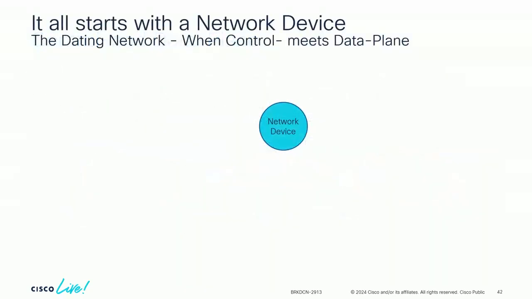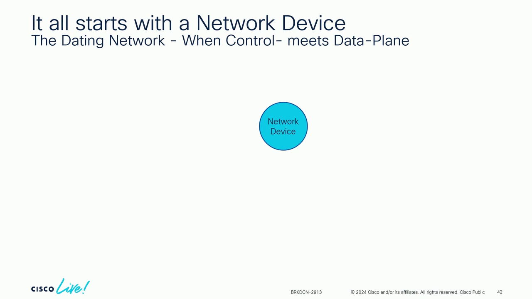Packet walks, that's why you are here. I have a network device up there. Anyone raise a hand? Sorry, I didn't want to ignore you. Okay, you're all good. So we have a network device up there. I call it the dating network, where control and data plane meet. What is that network device?